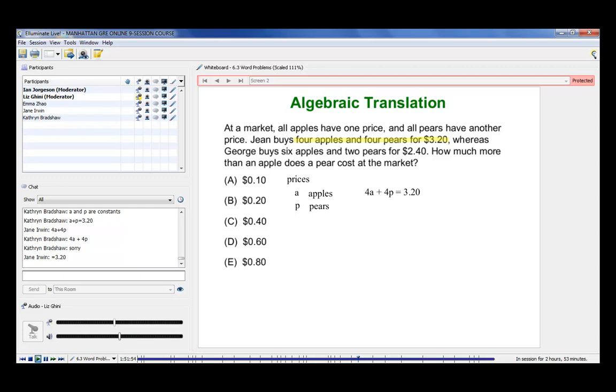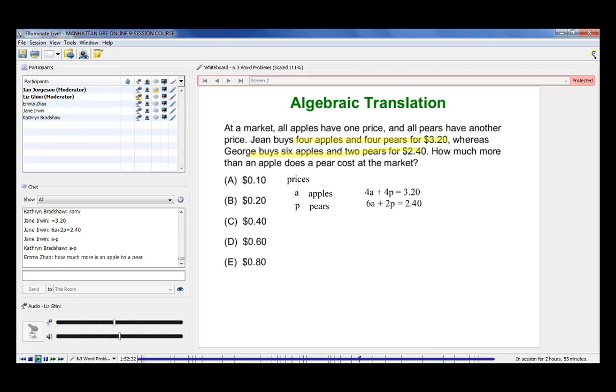Okay, so now George buys 6 apples and 2 pears for $2.40. So what's that one? Yeah, 6A plus 2P equals 240. Okay, now, what do we have here? I look at this and I get all excited, because I could solve for A and P, but what am I asked to solve for? Before you actually do the work, you have to figure out what you're being asked to solve for.